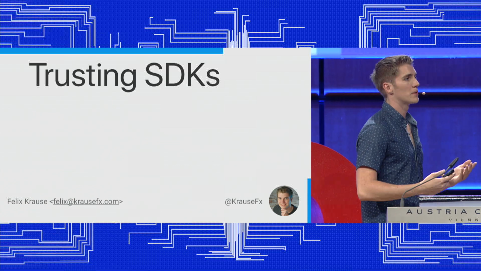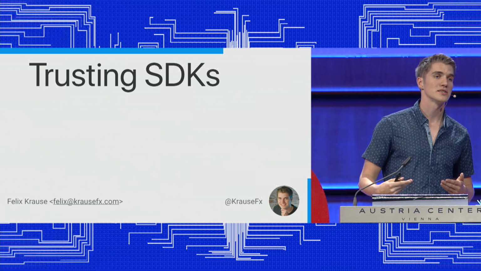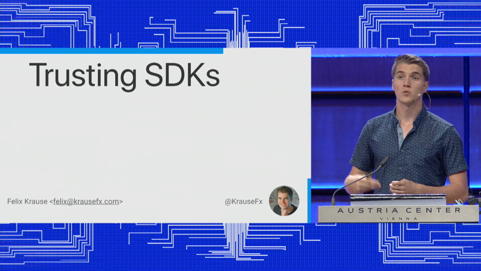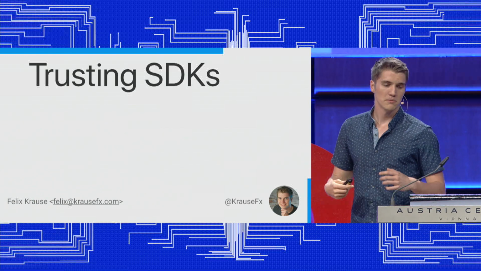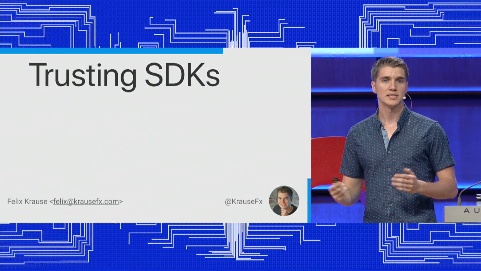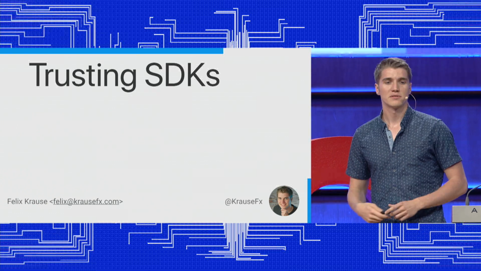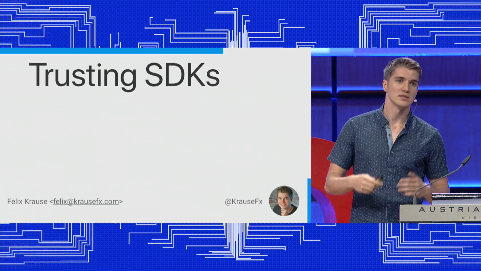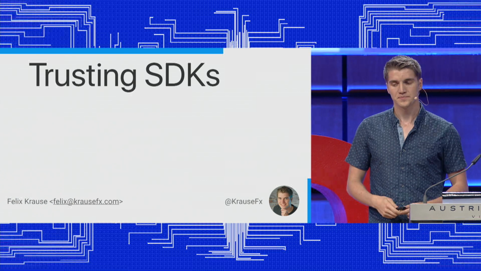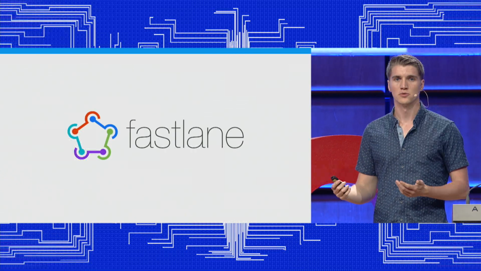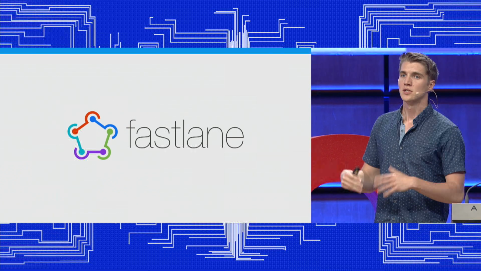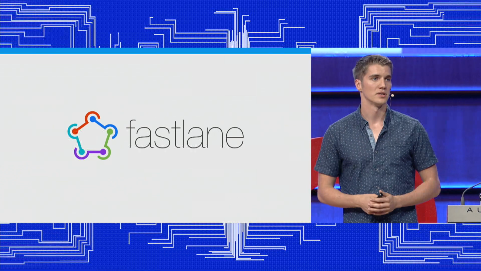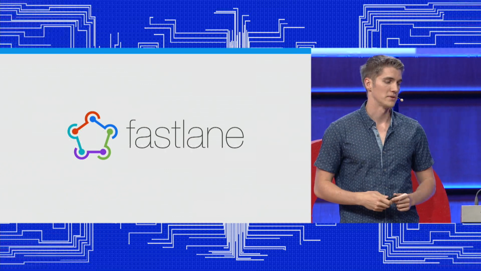So in this talk, I want to raise some awareness of how easy it is to hijack SDKs and what you can do by doing that. So I'm Felix Krause. I've been building iOS apps for about 8 years now, and I've recently founded Fastlane, a tool to automate the release process of iOS apps. Fastlane is an open source tool that allows you to do things like localized screenshots, upload binaries, all these things that you as a mobile developer usually have to do manually.